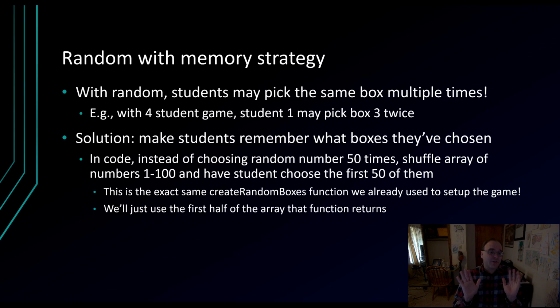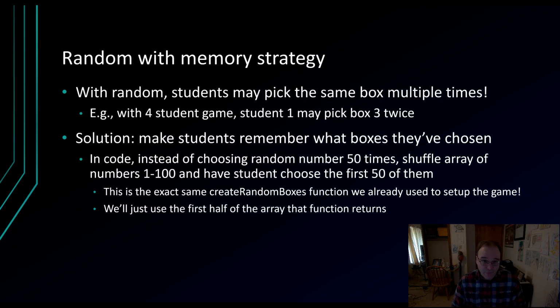So in code, instead of choosing a random number 50 times and possibly remembering things, why don't we predetermine the set of 50 random boxes we're going to choose? So this would be like the student walking into the room and saying, you know what? I'm going to choose box 3, 7, 27, 17, 64, and so on. Write down 50 numbers, making sure there are no duplicates in the list. And then just pick those 50 boxes and that's it.